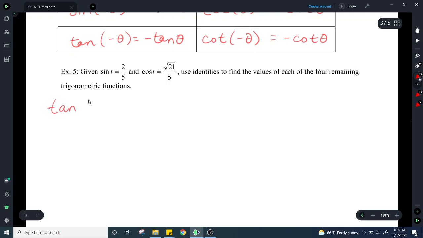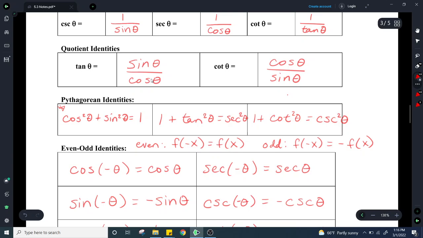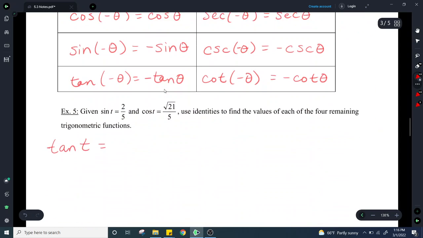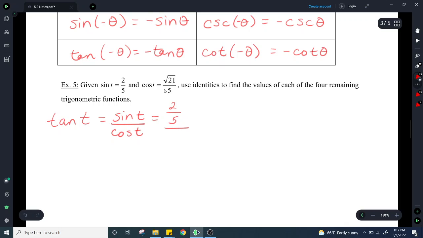And so remember earlier I said that tangent always goes back to sine and cosine, and it does based on this quotient identity right here. Tangent is equal to sine over cosine. So tangent of t can be found by writing the sine of t over the cosine of t. If I take these two expressions and make that ratio, I'm going to have 2 over 5 over the square root of 21 over 5.